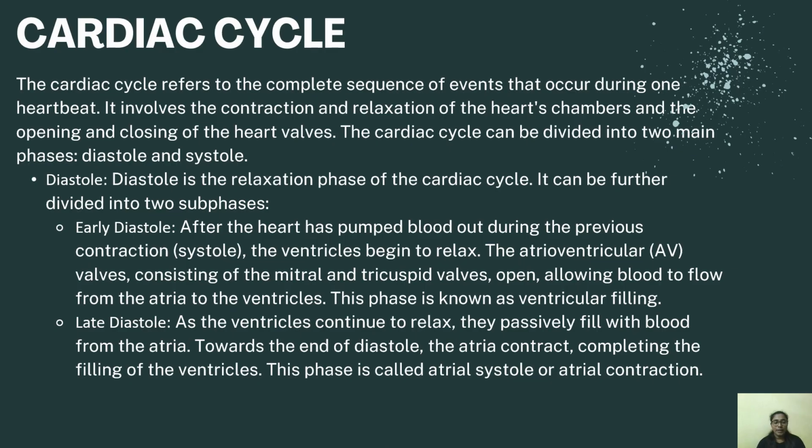Now we are going to see about the cardiac cycle. The cardiac cycle refers to the complete sequence of events that occur during one heartbeat. It involves the contraction and relaxation of heart chambers and the opening and closing of heart valves. The cardiac cycle can be divided into two main phases, that is diastole and systole. Coming to the diastole. Diastole is the relaxation phase of the cardiac cycle. It can be further divided into two subphases, that is early diastole and late diastole. Coming to the early diastole.